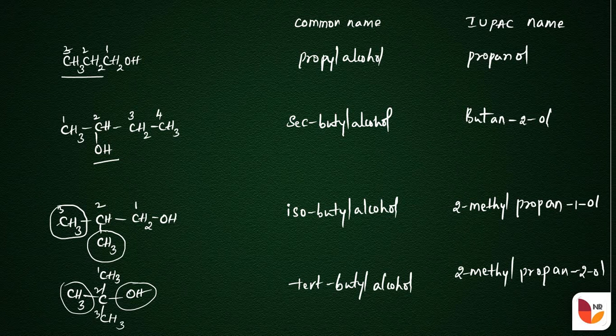That is, in the common system, first write the name of the alkyl group and then attach the word alcohol. And in the case of the IUPAC system, first write the name of the corresponding hydrocarbon and then attach the suffix OL by replacing E. If there are substituent groups, first write the names of the substituent groups in alphabetical order and then write the name of the corresponding root word and the name of the hydroxyl group. In the case of cyclic alcohols, that is, cyclic alcohols are named using the prefix cyclo.